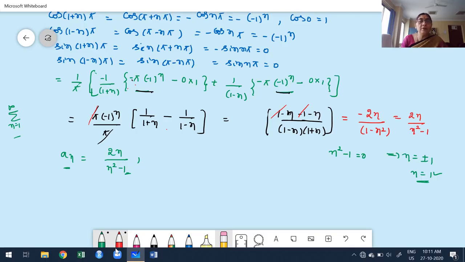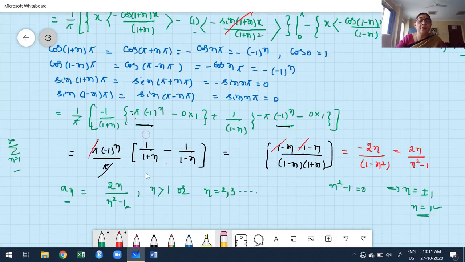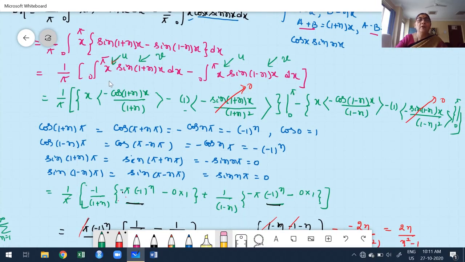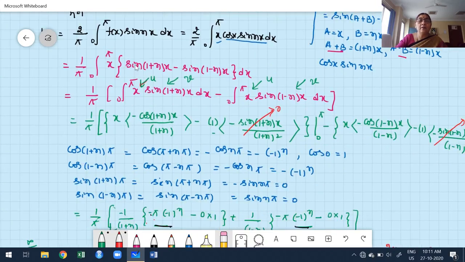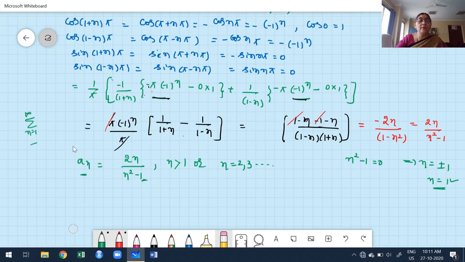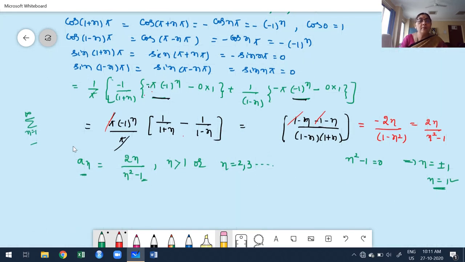Now here, which value is not true? This is not true. Otherwise you write n is greater than 1, or you have to write n is equal to 2, 3, etc. Now n is equal to 1 gives infinity. You can't accept that. I told you to find n is equal to 1 independently. How to find it? This is my bn. This is my bn. Okay.